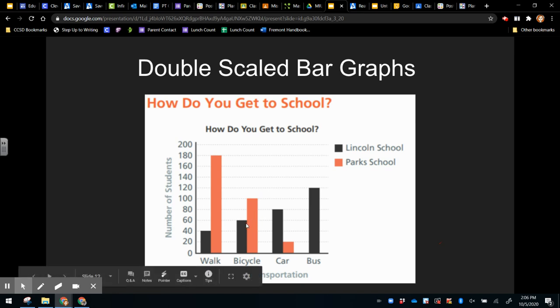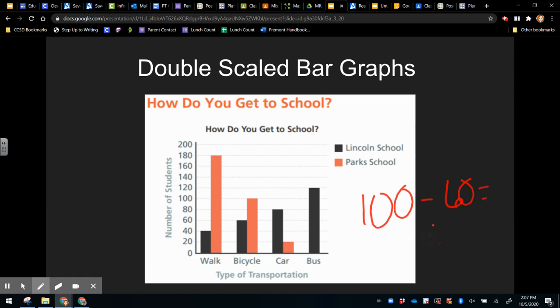So how many more students from Park School ride their bicycles to school than students from Lincoln School? Well, again, we could do it the same way we did before. We could count up by 20s, 20, 40, or we could do 100 minus 60, and that equals 40.